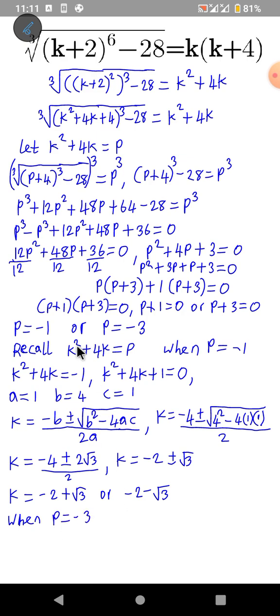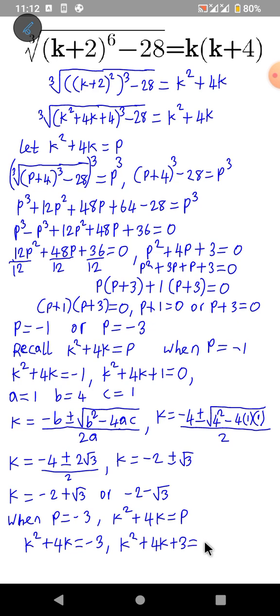Now we know that k square plus 4k is equal to p. Then from here now, I'm going to say that k square plus 4k is equal to minus 3, since p is minus 3. Then my next step will be to take this minus 3 to the left hand side. So we now have k square plus 4k plus 3 equal to 0.